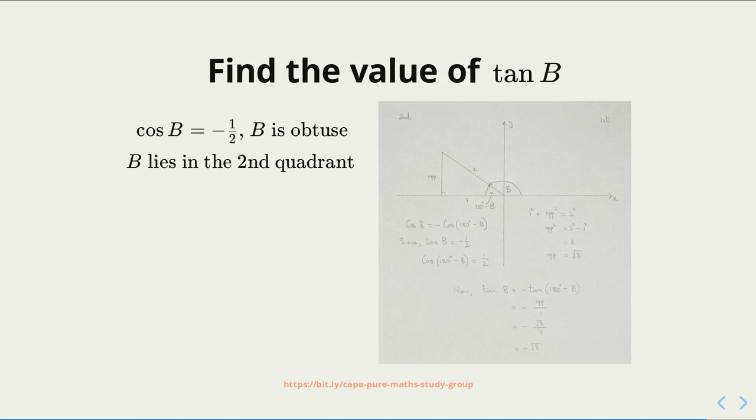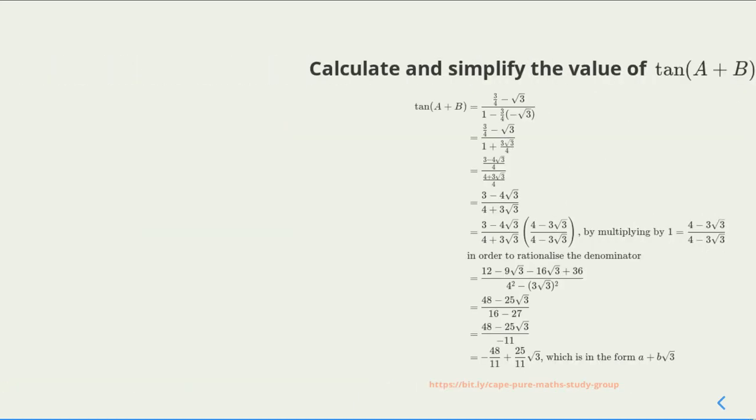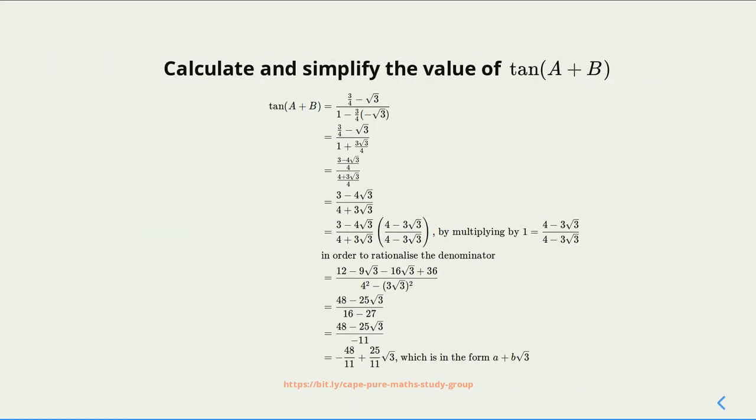Tan B is equal to negative tan of 180 minus B, since tan is negative in the second quadrant. However, tan of 180 minus B is equal to the length of the opposite side over the length of the adjacent side, which is equal to root 3 on 1. So therefore, tan B is equal to negative root 3 on 1, which is the same as negative root 3. Okay, great. So we now have values for tan A and tan B.